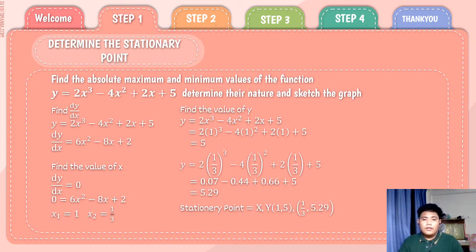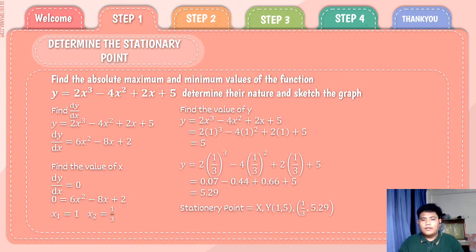First, we need to differentiate the equation. After we differentiate, it will be 6x squared minus 8x plus 2. Then we need to find the value of x where dy/dx equals 0. So 0 equals 6x squared minus 8x plus 2. Then we factorize the equation and we will get x1 equals 1 and x2 equals 1/3.